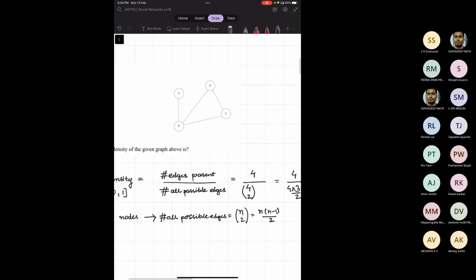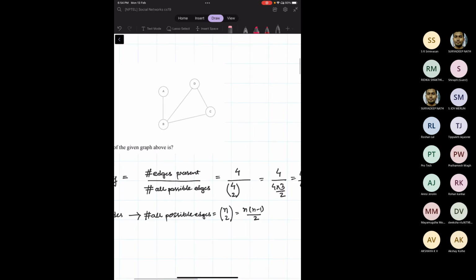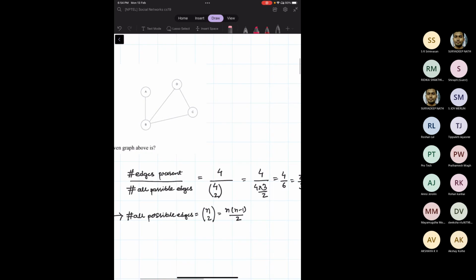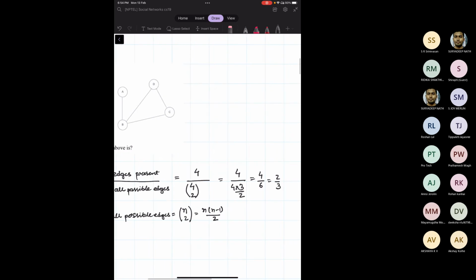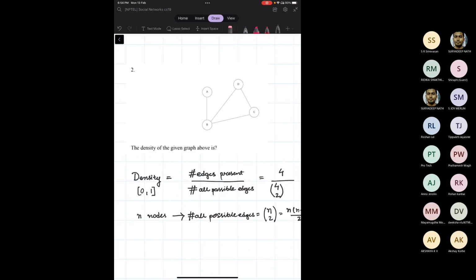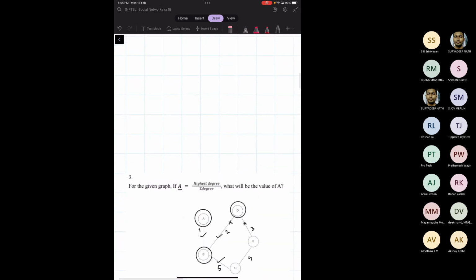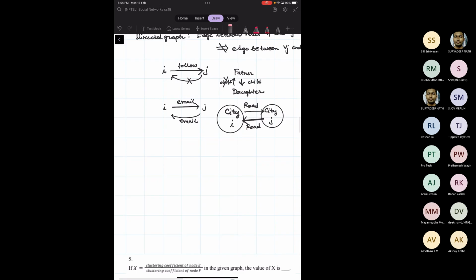So in this graph, how many edges are there? 1, 2, 3, 4. So you have 4 edges. And all possible edges: you have n number of nodes, so all possible edges is 4 choose 2, which is 4 into 3 divided by 2, which is 6. And you have the ratio 2 by 3. So the density of the given graph is 2 by 3. So this was question 2. And moving on to question 9.